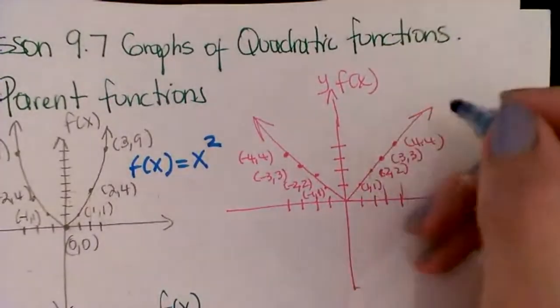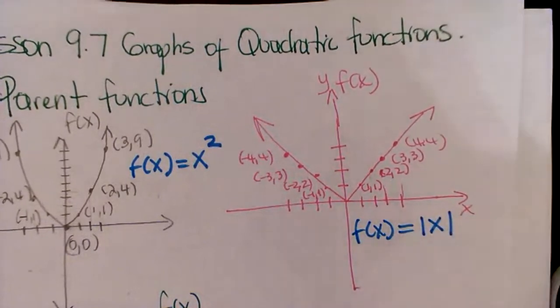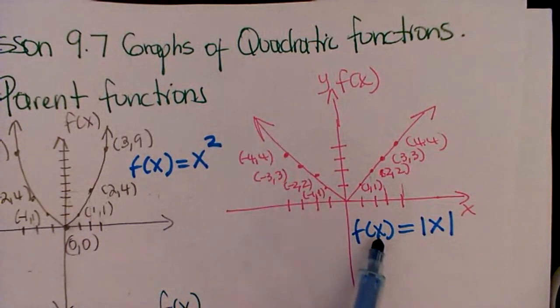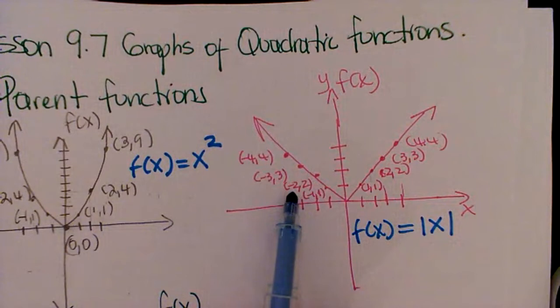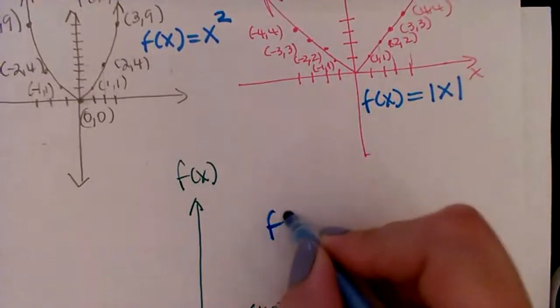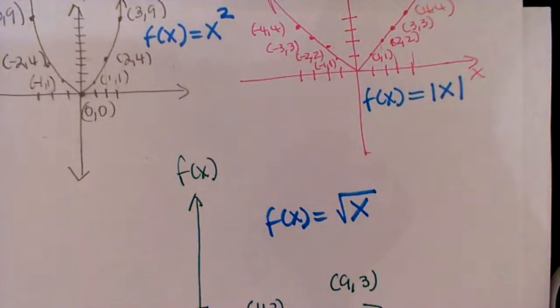Now, this one is going to be f of x equal to the absolute value of x. What's the absolute value of y? Is the absolute value of x. X is -1. What's the absolute value? 1. What's the absolute value of -2? It's 2. And this one over here, f of x equal to the square root. What's the square root of 1? Y is equal to the square root of x. What's the square root of 4? 2. The square root of 9? 3.